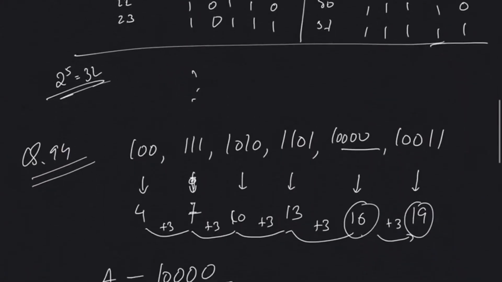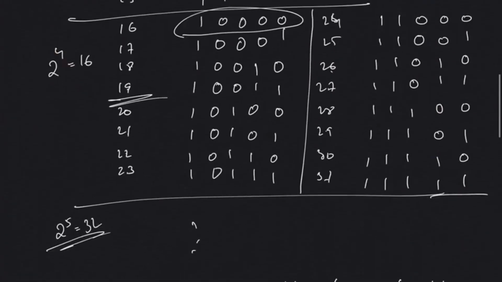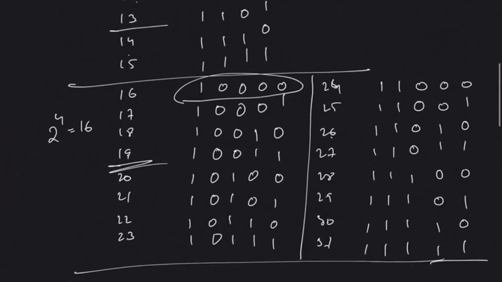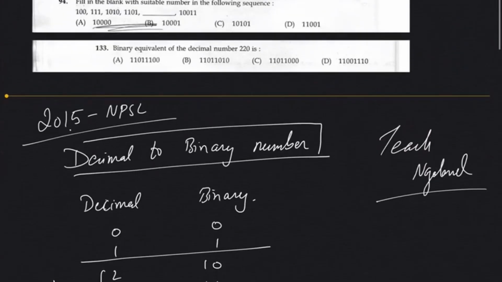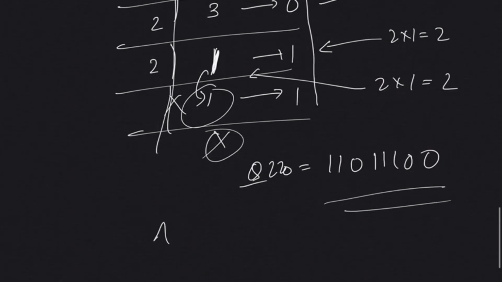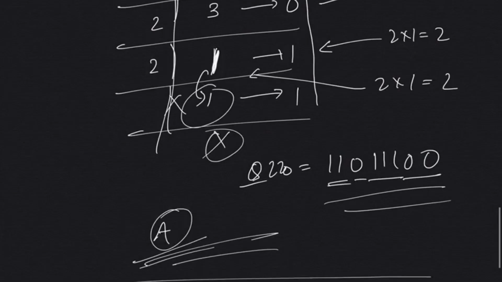That is, option number A. So option number A is our answer, that is 11011100. So that's how we will be solving.